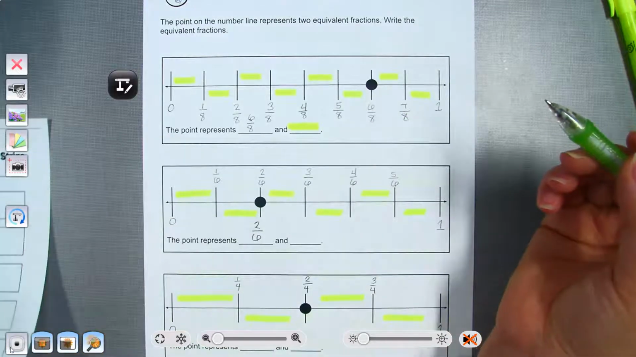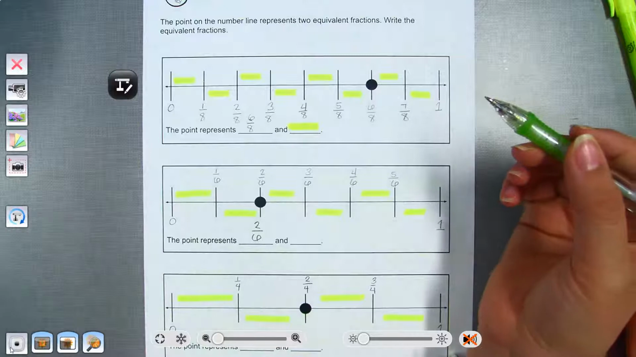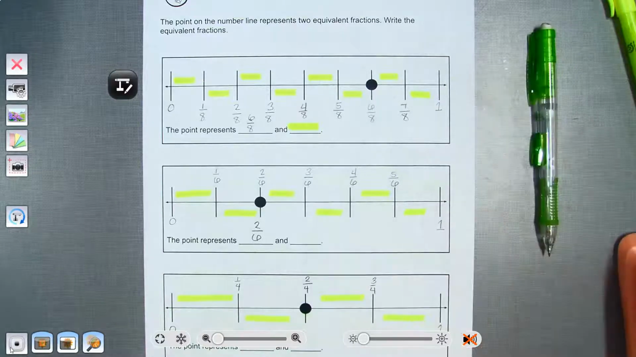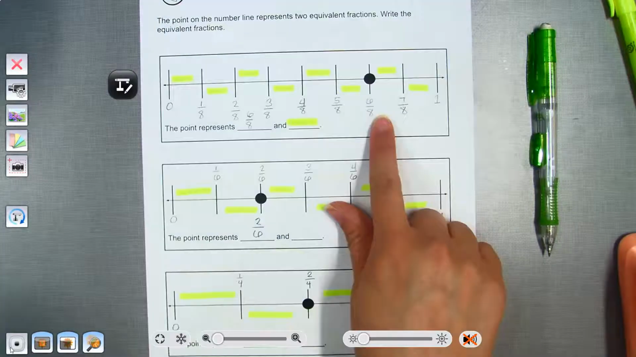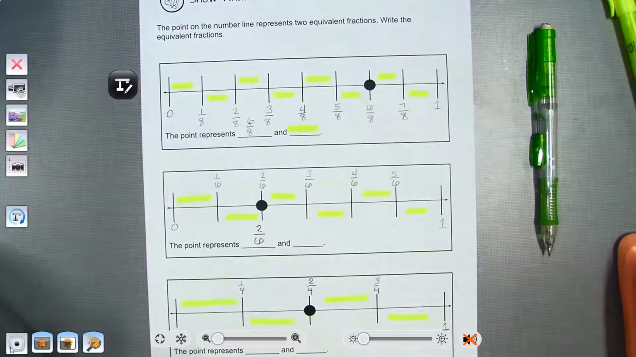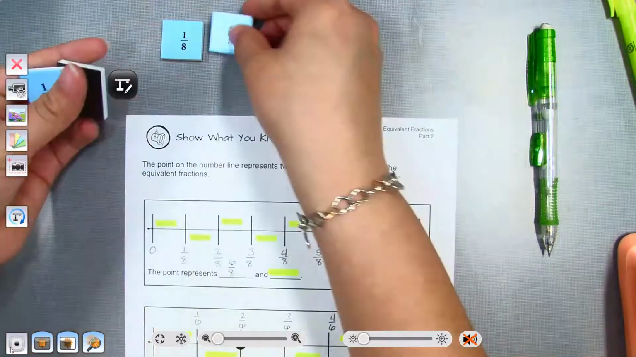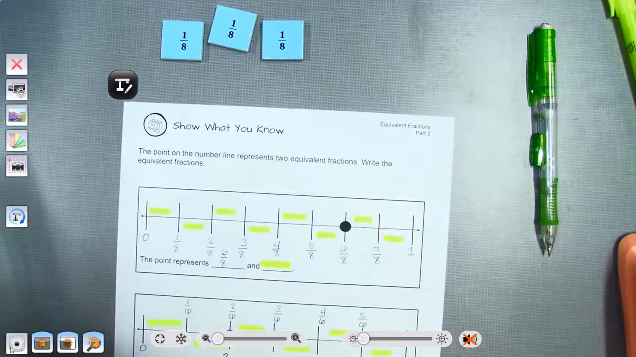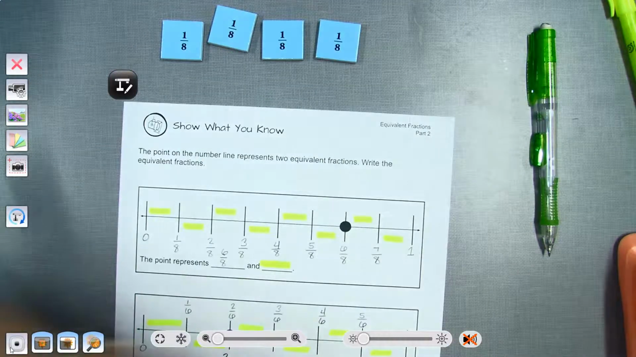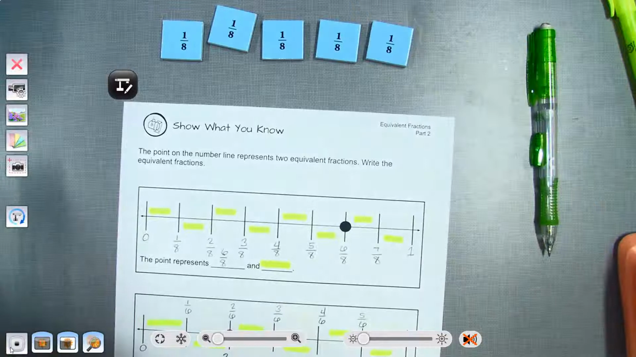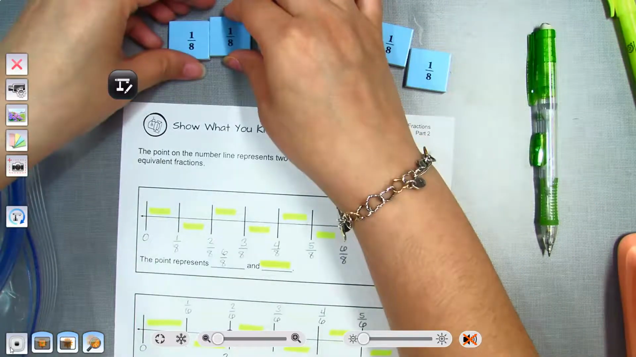So you could also use your fraction strips. Let me show you how we can use our fraction strips. So let me find my fraction strips. I know that I have 6/8. So I'm gonna get my fraction strips, and I'm gonna get my eighths, and I'm gonna do 6/8. So 1, 2, 3, 4, 5, 6. Okay.